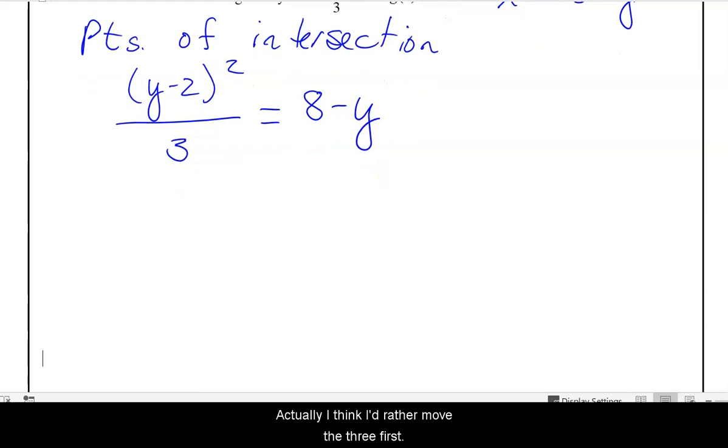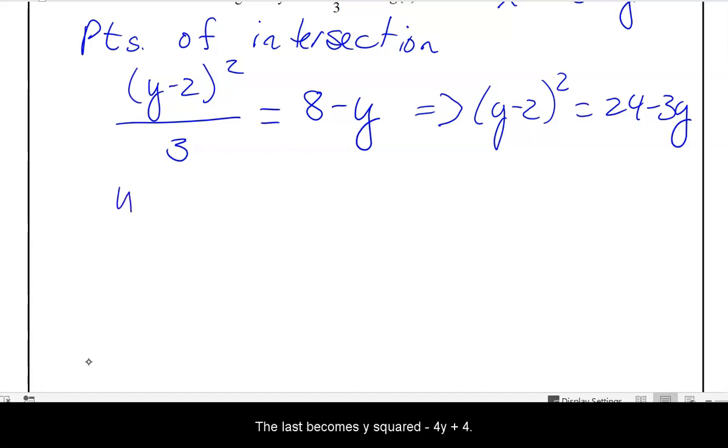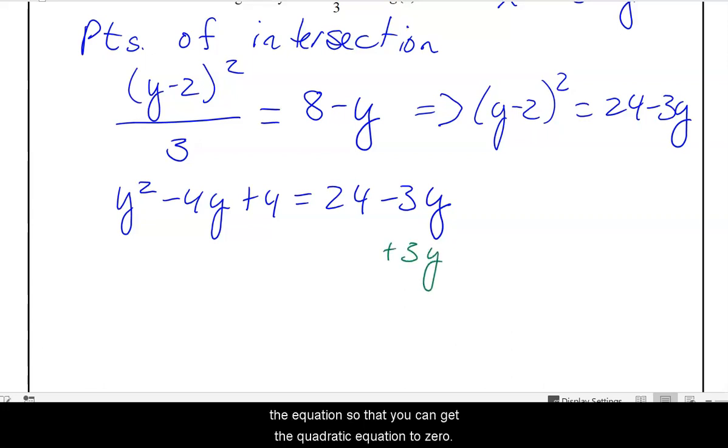Actually, I think I'd rather move the 3 first. I'm going to rewrite this as (y minus 2) quantity squared, and distributing the 3 on both sides will give me 24 minus 3y. That avoids the fraction and makes it easier to solve. The left becomes y squared minus 4y plus 4 equal to 24 minus 3y. Make sure that you move all the terms to the same side of the equation so that you can get the quadratic equal to 0.